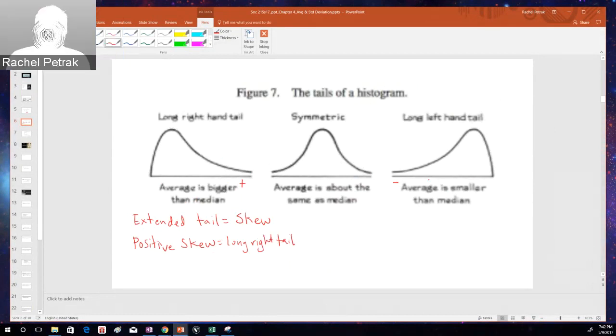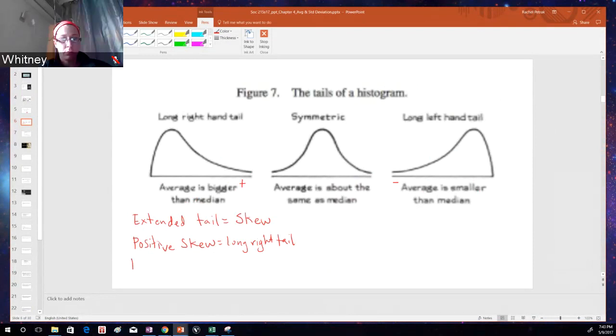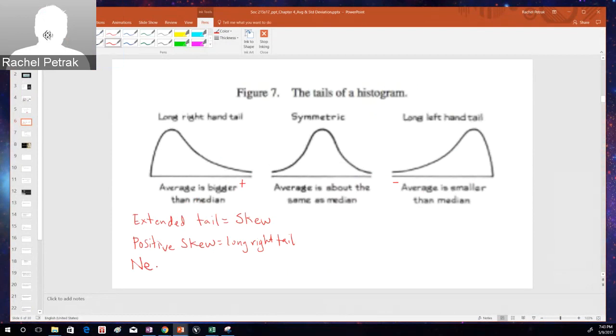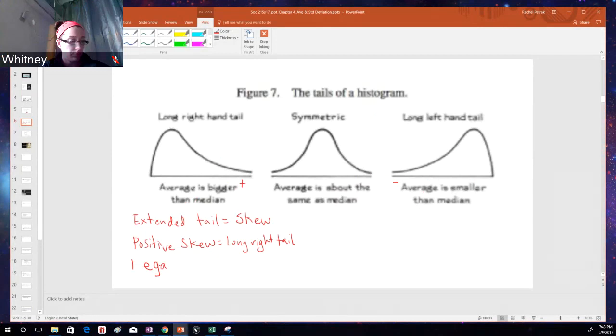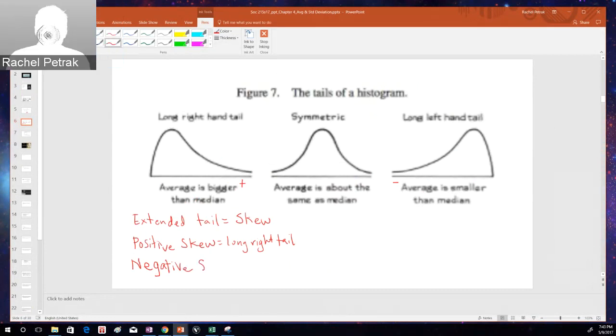Any thoughts about what this might be? This long left-hand tail? I'm giving away the answer here. Somebody jump in. It's a negative skew. So just like we called this first one a positive skew because the skew is in the direction of the tail, we call the negative skew the situation where we have a long left-hand tail.